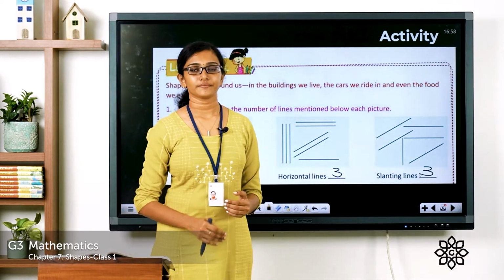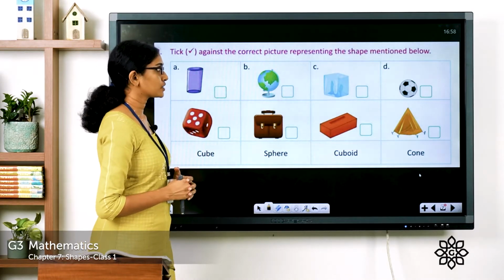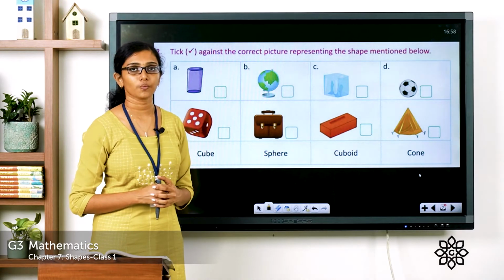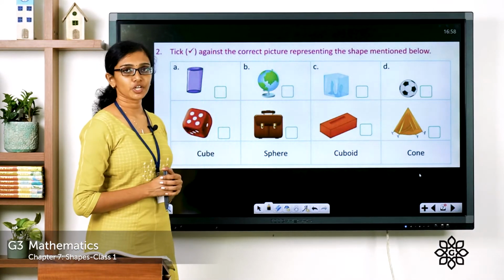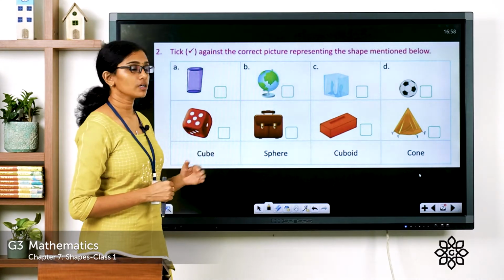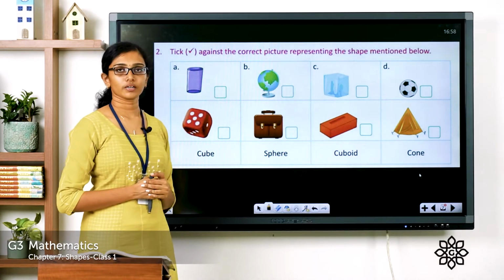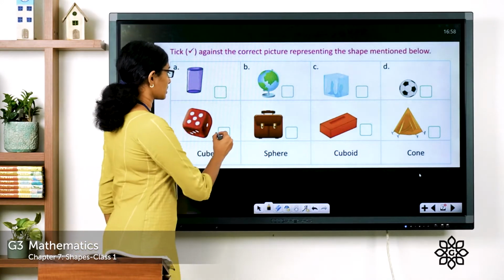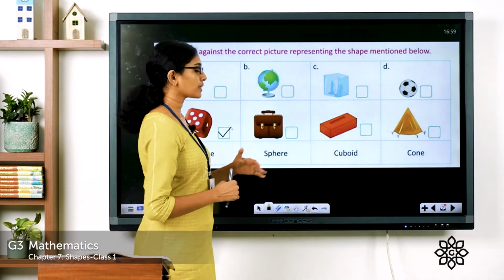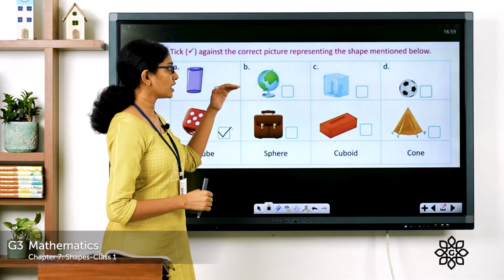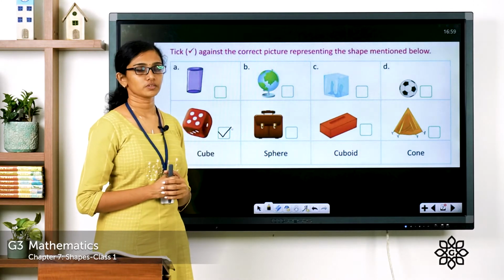Now the next question, Question number 2. Tick against the correct picture representing the shape mentioned below. Question A. There is the name of a shape mentioned here and it says cube. You have to identify which is the cube here. Is it the first one or the second one? It is the second one. This is the cube. Now, the second question, the shape mentioned here is sphere. Which is the sphere here? Is it the globe or the bag? The sphere is the globe. So let's tick that one.